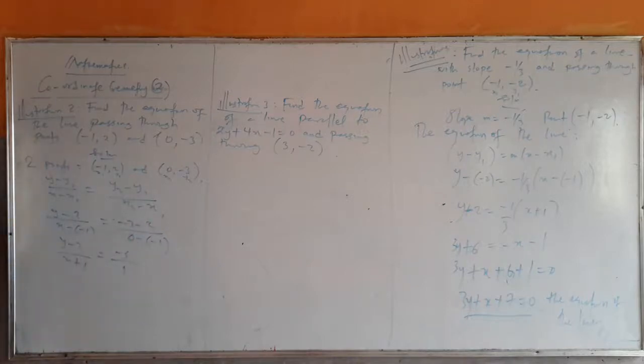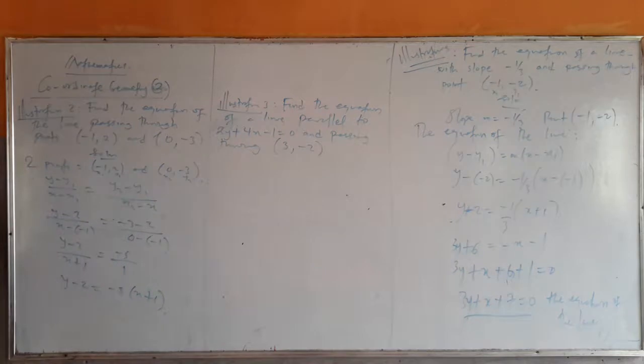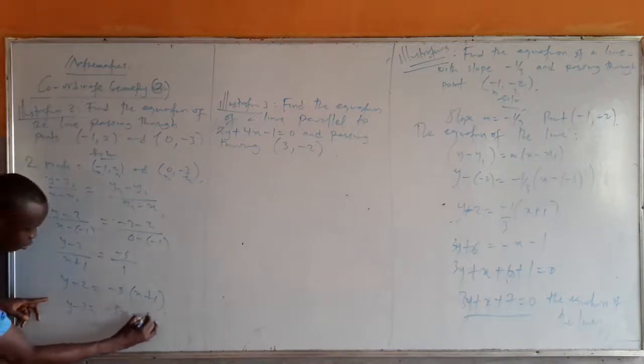So what do we do from there? We cross multiply, isn't it? If we cross multiply, we have 1 times (y minus 2) equal to minus 5 times (x plus 1). We cross multiply. Okay, so open up this bracket we have here. That would be y minus 2 is minus 5x minus 5.